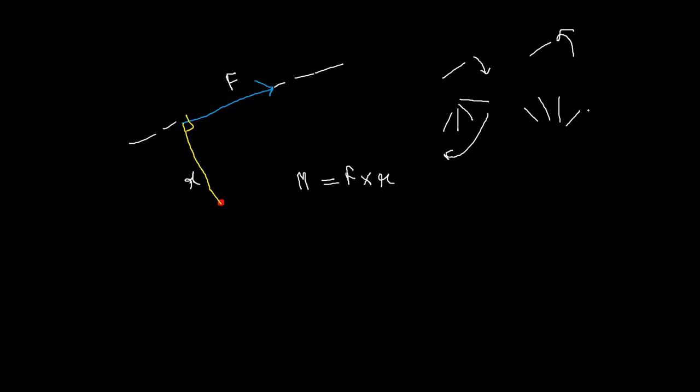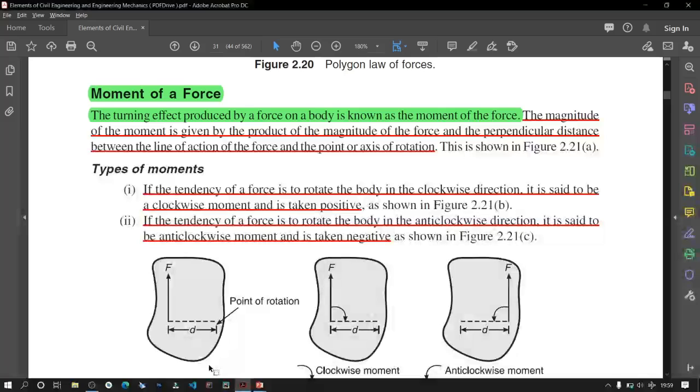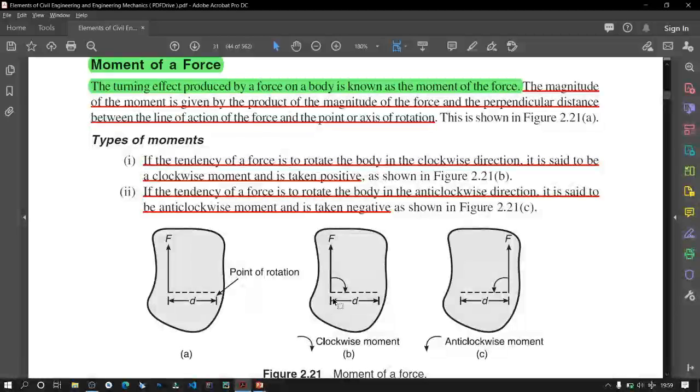And when due to the force the motion is in anti-clockwise direction, we call it the anti-clockwise moment of force. If the tendency of the force is to rotate the body in clockwise direction, it is said to be clockwise moment. And if the tendency of force is to rotate the body in anti-clockwise direction, it is said to be anti-clockwise moment.